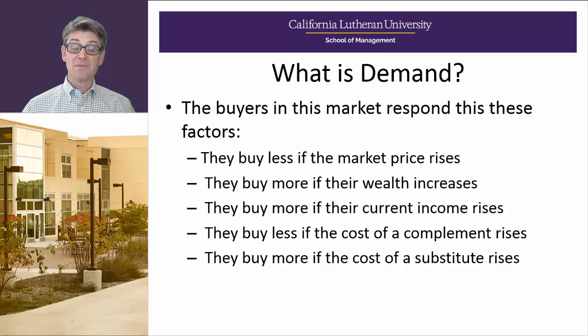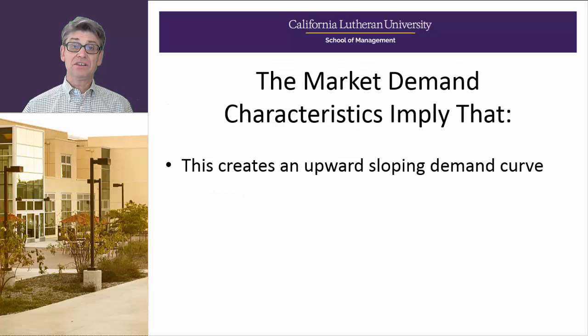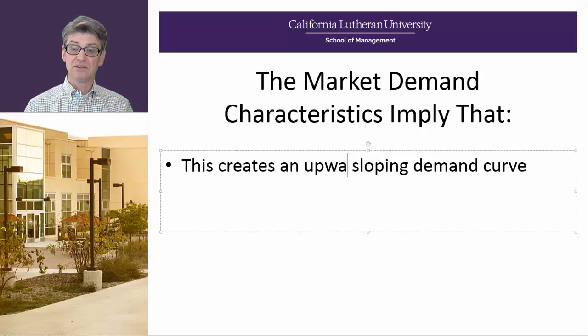Anyway, if the price of a complement rises, so they pull back on consumption of the complement, they would pull back on the consumption of oranges as well. And they buy more if the cost of a substitute rises, because then they would just switch out of oranges into the substitute. These characteristics imply, there's a typographical error here, a downward sloping demand curve.